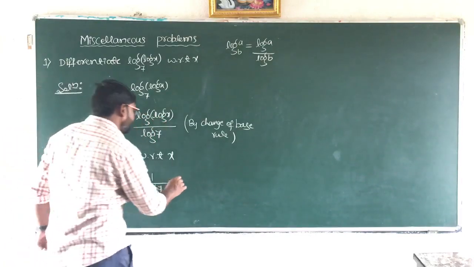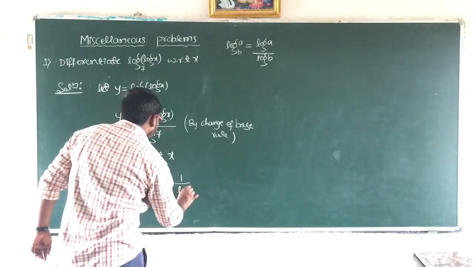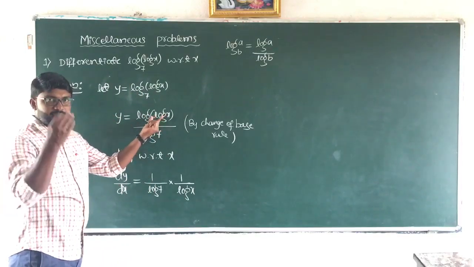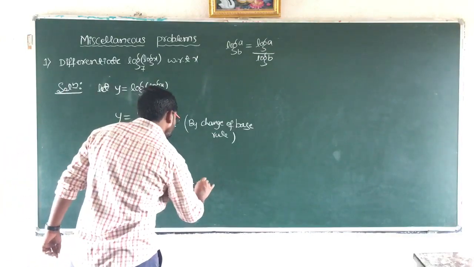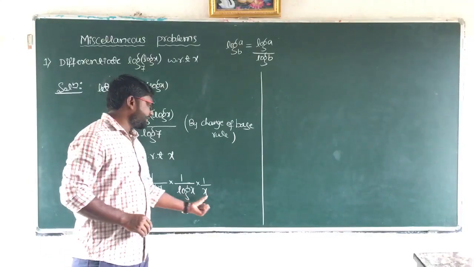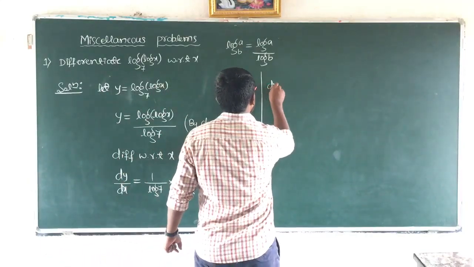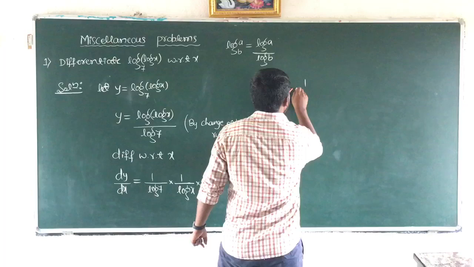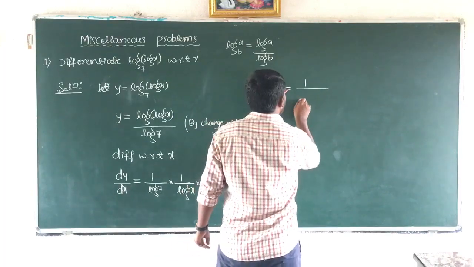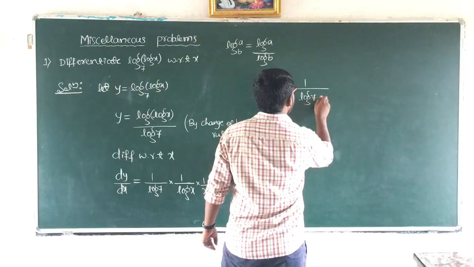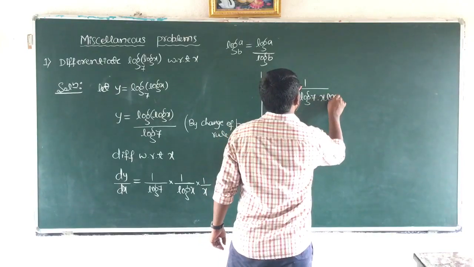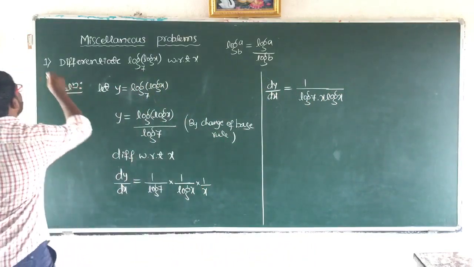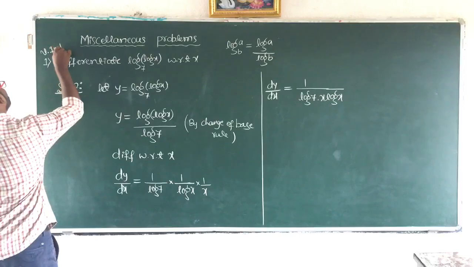So now what is the derivative of log x? It is 1 by log x into d by dx of log x. It will be 1 divided by x into 1 by x. So now let us rearrange the terms here. dy by dx is equal to 1 divided by log 7 into x log x. So this is the final answer, and mark this as very important for 2 marks.